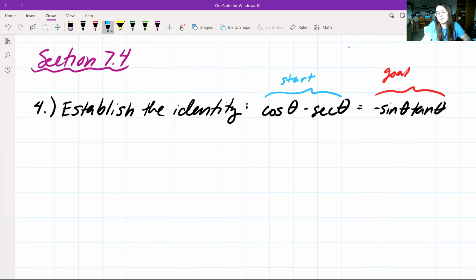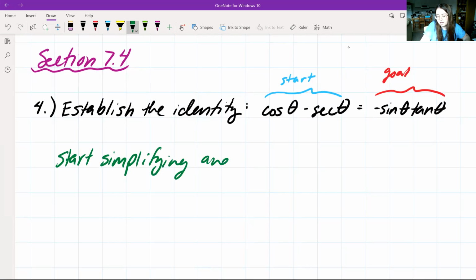So in this case, they look about the same. So this just means that we could pick either one to start from and which one would be our goal. So we'll just stick with the right-hand side as the goal and our left-hand side is where we start. So we're starting with cosine of theta minus secant of theta. Our first thing that we want to do is we just want to start simplifying and rewriting terms.